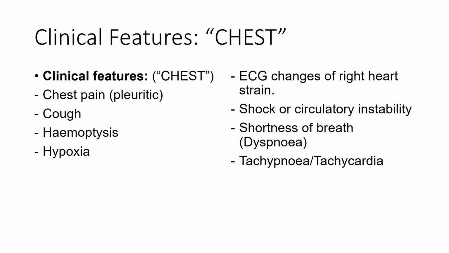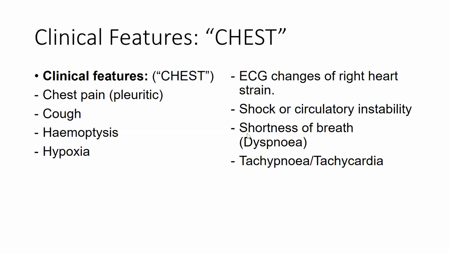So generally you have chest pain, which is pleuritic in nature. You can have cough, hemoptysis, for the general patient. Hypoxia, everything is chest. You see ECG changes of right heart strain. Patient is hemodynamically unstable with shock, tachypnea, and tachycardia. And the two clinical scenarios we saw before, all of these features were seen in them.